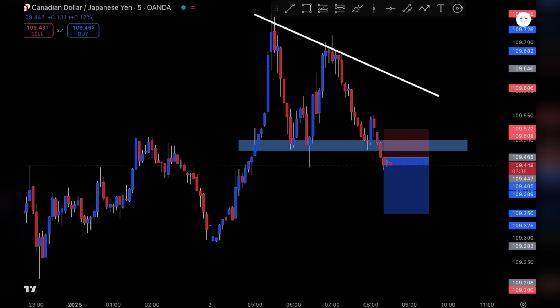I also drew this descending trend line, which the price was respecting beautifully. Each time the price touched the trend line, it rejected and moved lower. That was my first clue that the bearish trend was still intact.